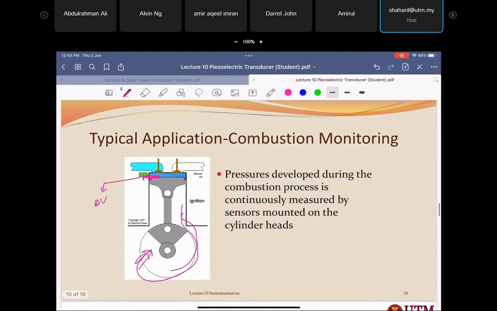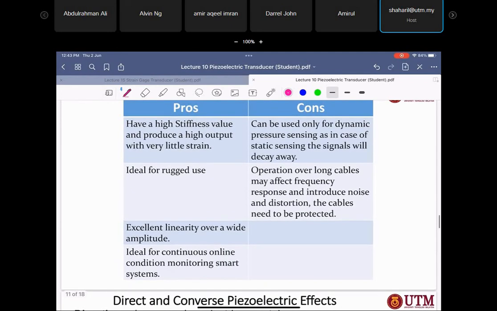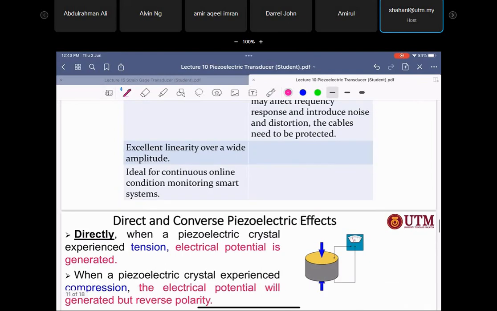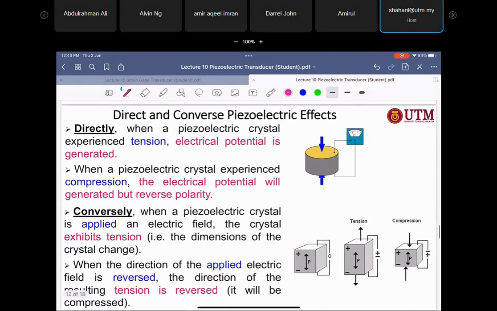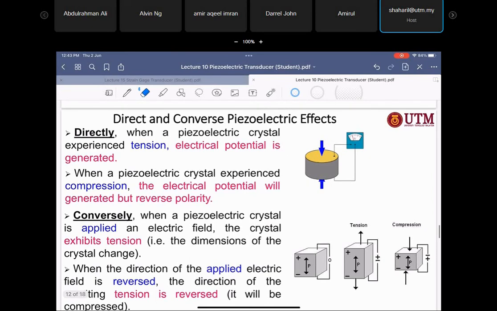Okay, so pros and cons. These are the pros and cons of this sensor. The more important thing is the direct and converse piezoelectric effect. This is what I have told you before. That means the piezo itself can react as a sensor, or it also can react as an actuator.